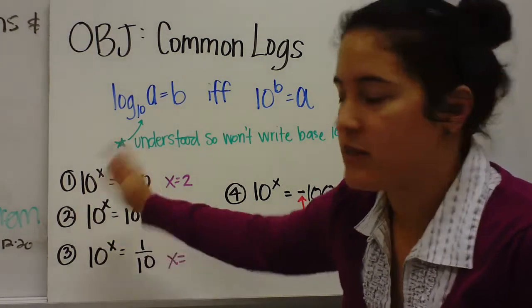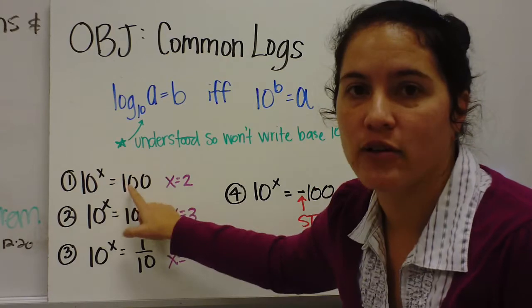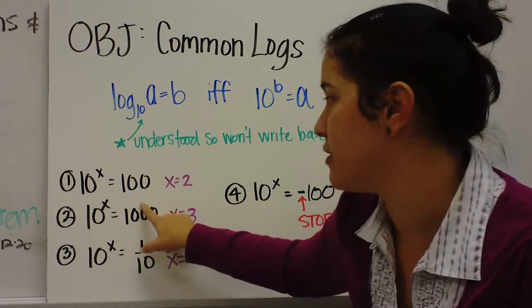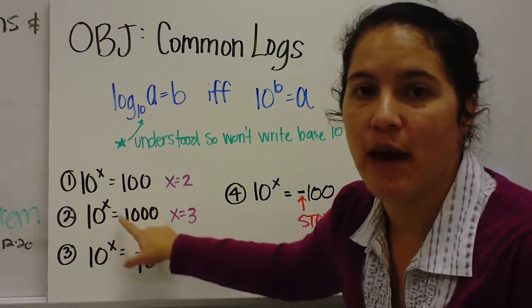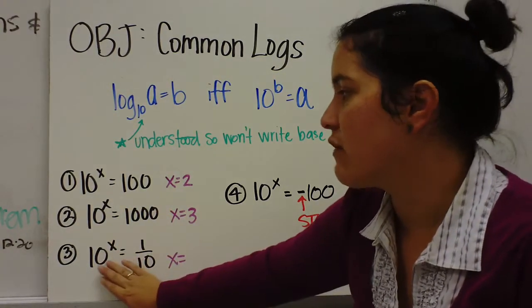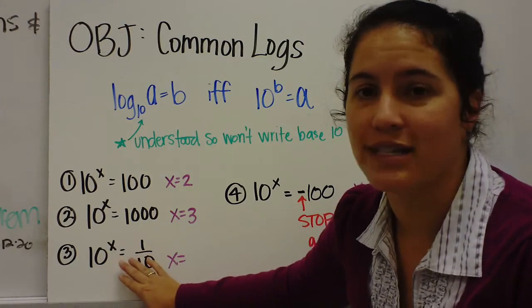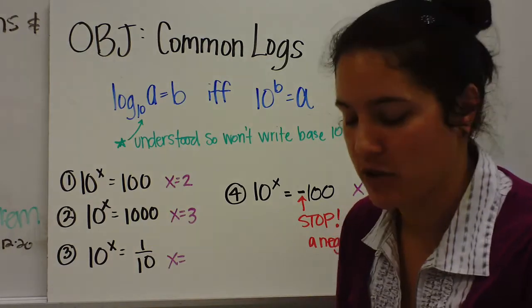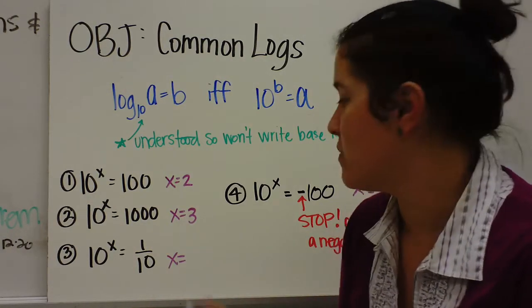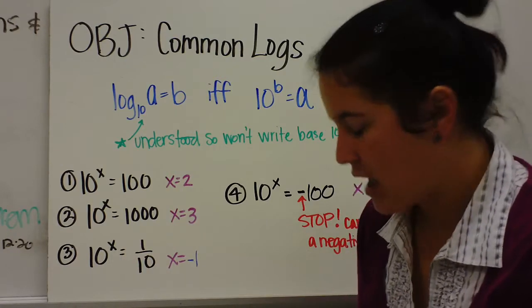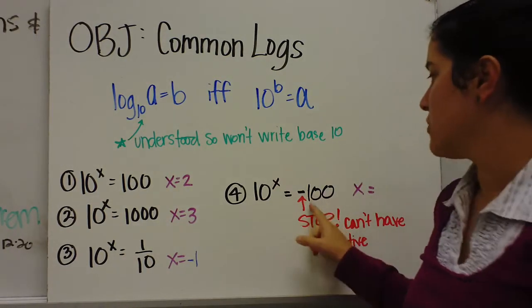So here are some problems. For example, if you have 10 to the X power is 100, that means X is 2, because 10 to the second power is 100. 10 to the X power is 1,000, so X is 3. If you have this one, 10 to the X power is 1/10. We need that 10 to go to the bottom, so we know our exponent is going to be negative, and it's going to be -1. X is -1.